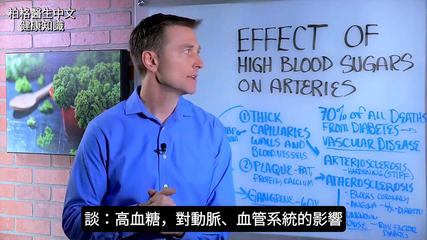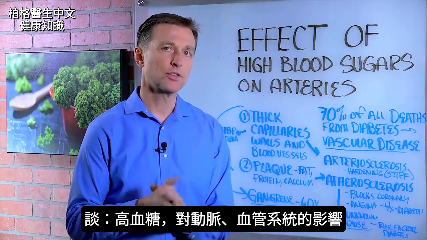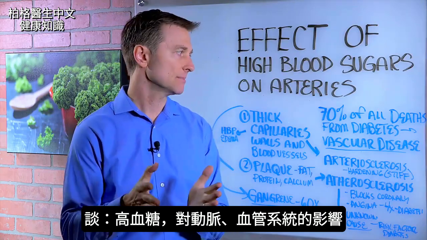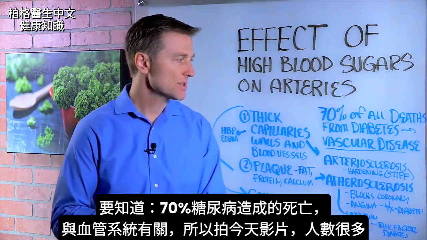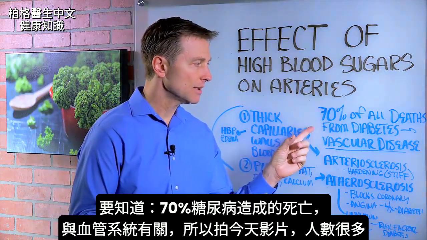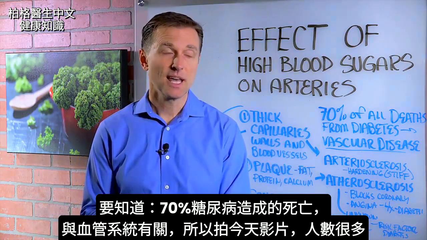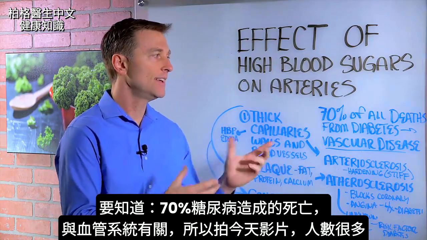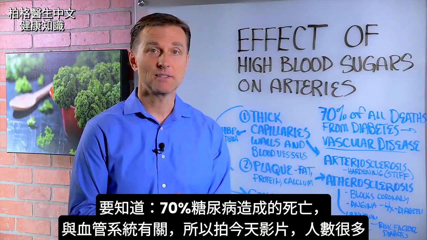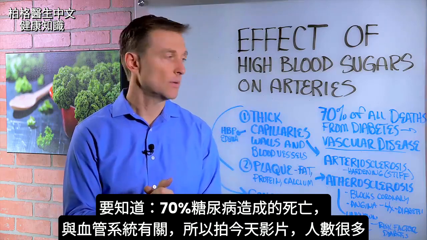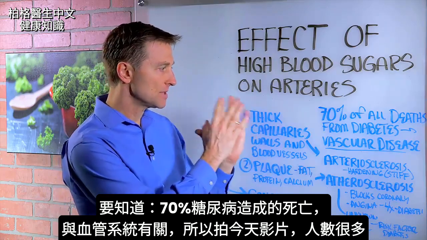Hi guys, in this video we're going to talk about the effects of high blood sugar on your arteries and your vascular system, okay? Did you realize that 70% of all deaths from diabetes involve the vascular system? So that's why I'm doing this video, because 70% of all deaths from diabetes, that's a huge bunch of people. So why not talk about this specific thing?